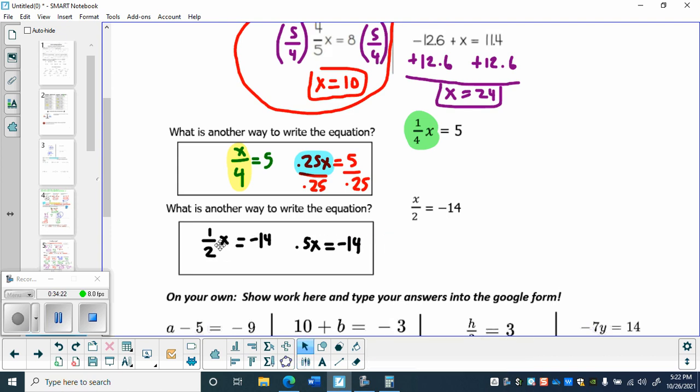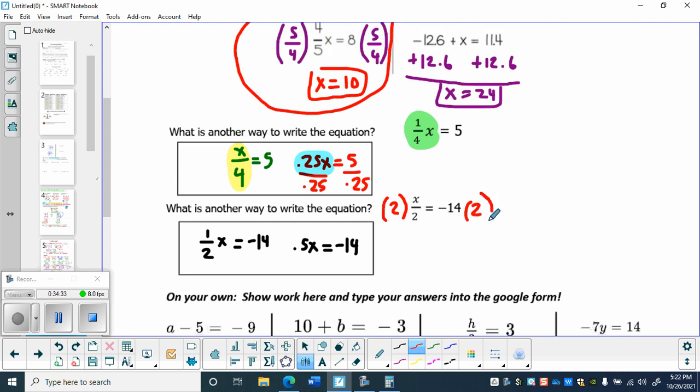Let me just move these over. There we go. So again, if you see a denominator, you multiply both sides by whatever that denominator is. So for this one, we'd get a -28. All right, here, you'd multiply both sides by the reciprocal, but 2 over 1 is the same thing as just 2. So see, it's the same problem. You're multiplying both sides by 2.